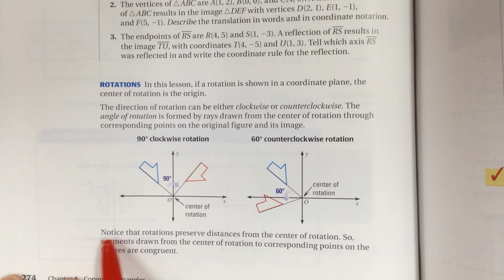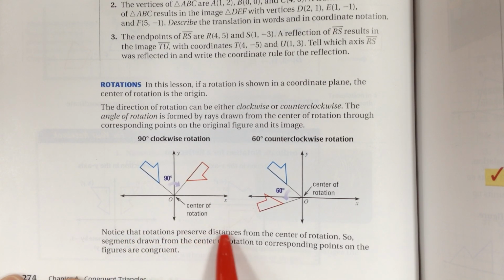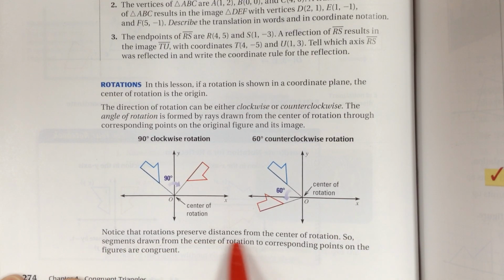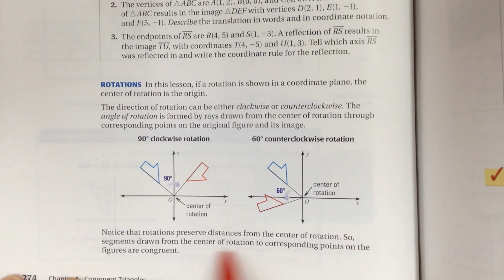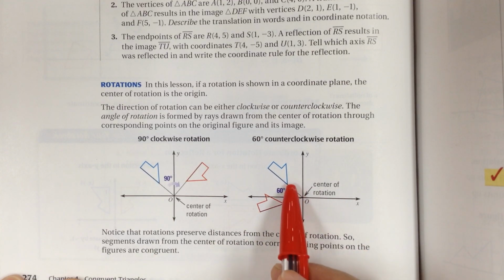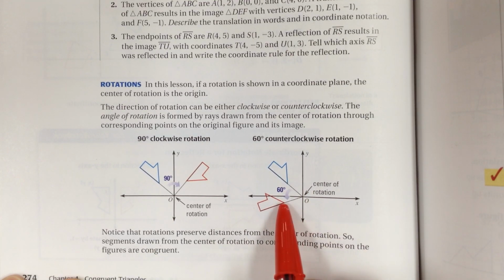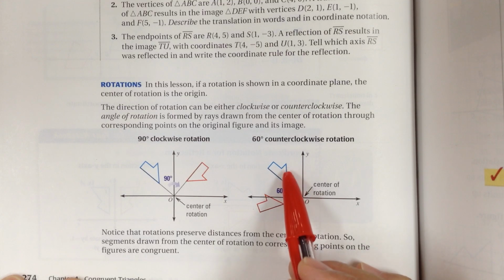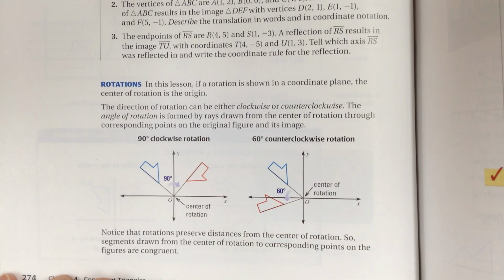Okay? Now it says, notice that rotations preserve the distance from the center of rotation. So segments drawn from the center of rotation to corresponding points on the figures are congruent. So in other words, what it's saying is that the distance will stay the same. So all the ones that we covered so far, everything will stay the same. Okay, only the position will change. The size and the shape will stay the same. Okay, so again, the transformation will not change the size or the shape of your object.